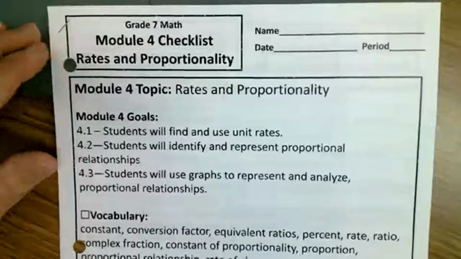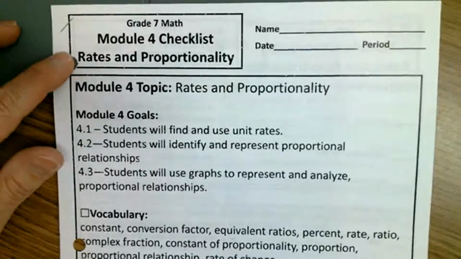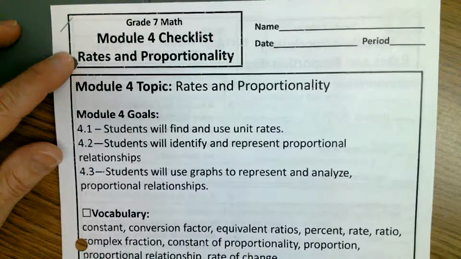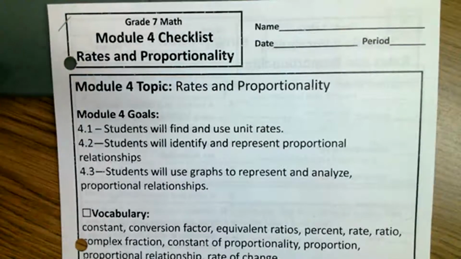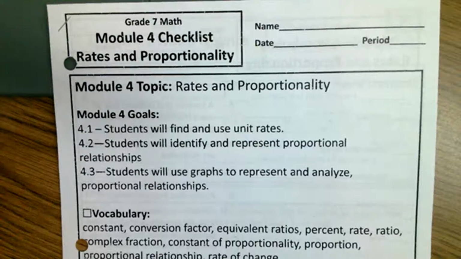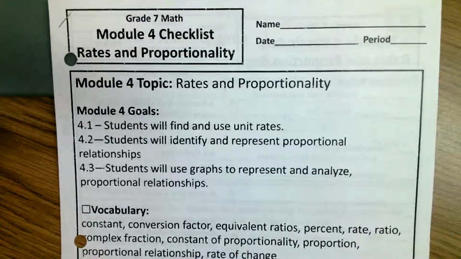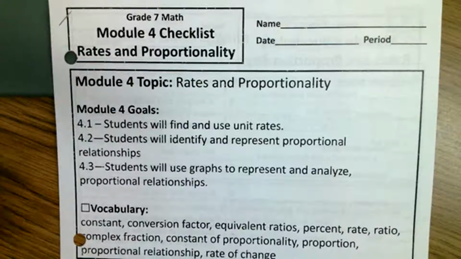Okay, we are now on module 4. Modules 1, 2, and 3 were in a unit called the number system. In unit 1, we learned about adding, subtracting, multiplying, and dividing integers. And then we learned about adding, subtracting, multiplying, and dividing rational numbers, which are fractions and decimals.